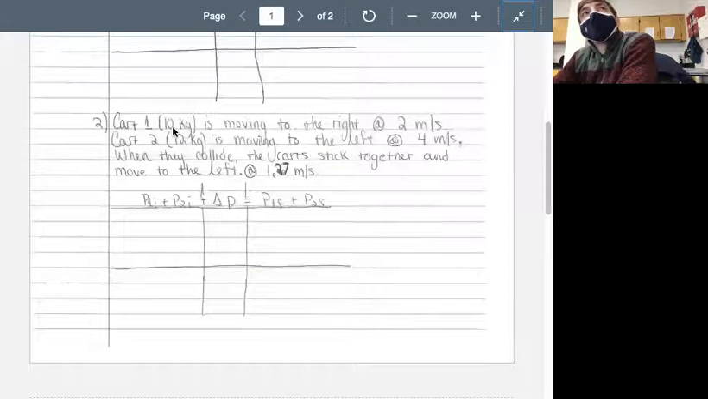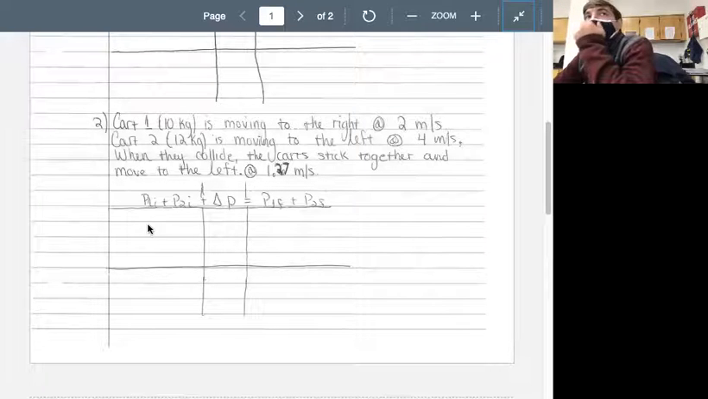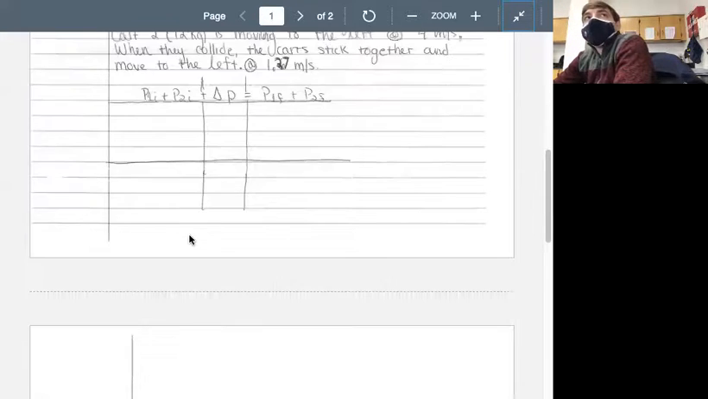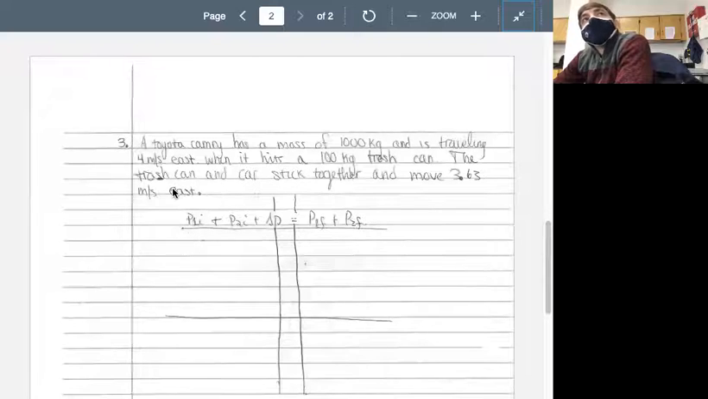2, cart 1 weighing 10 kilograms is moving to the right at 2 meters per second. Cart 2 weighing 12 kilograms is moving to the left at 4 meters per second. When they collide, the carts stick together and move to the left at 1.27 meters per second. Need a bar chart for that. 3, a Toyota Camry has a mass of 1,000 kilograms and is traveling 4 meters per second east when it hits a 100 kilogram trash can. The trash can and car stick together and move 3.63 meters per second east.